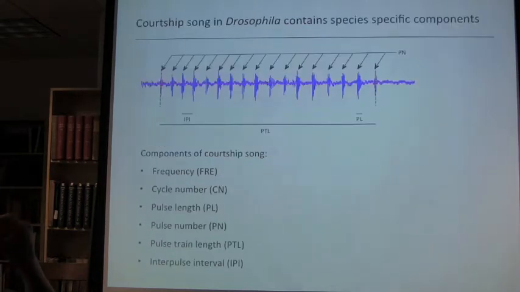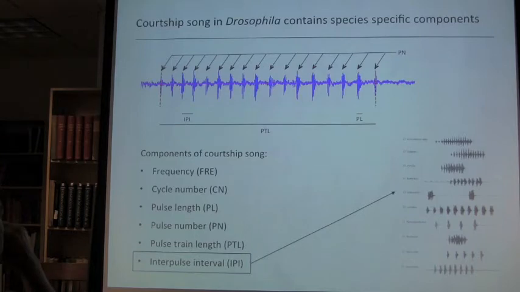So courtship song in Drosophila is known to contain species-specific components. This is an example of a waveform of a single pulse train in a melanogaster song. And so the courtship song is made up of different components, and I've listed some of them here. But the most important one that's been known to be important in Drosophila species is this interpulse interval. And the interpulse interval is known to be species-specific. So it's very characteristic of a particular species, and here's just some examples.